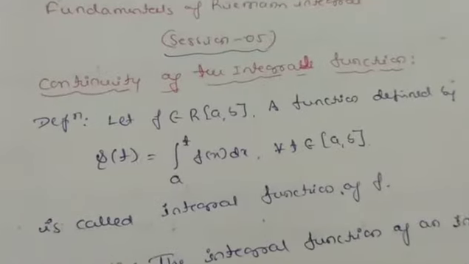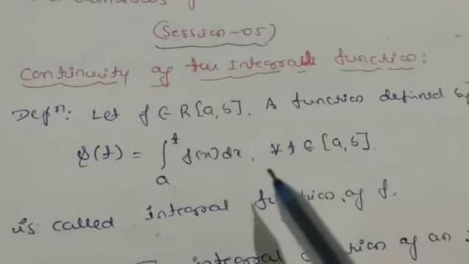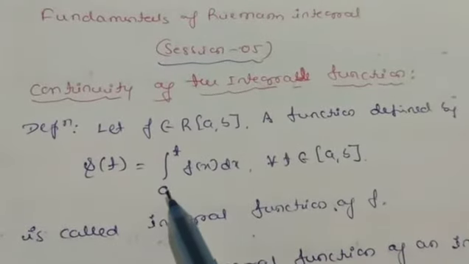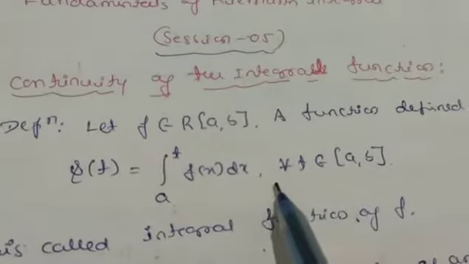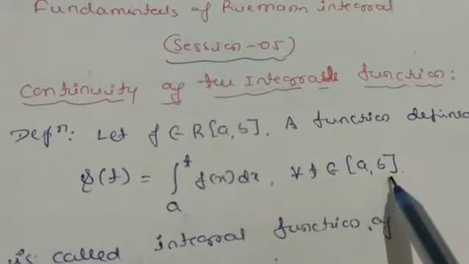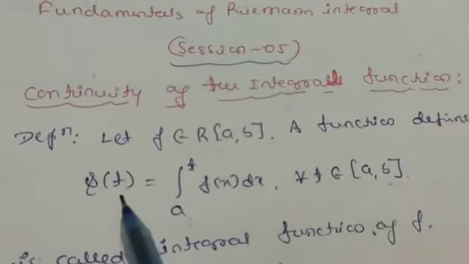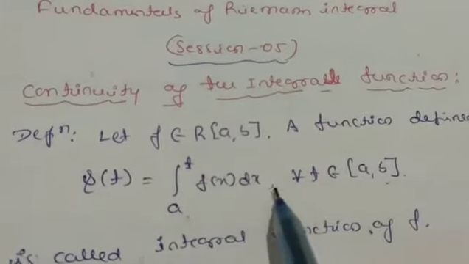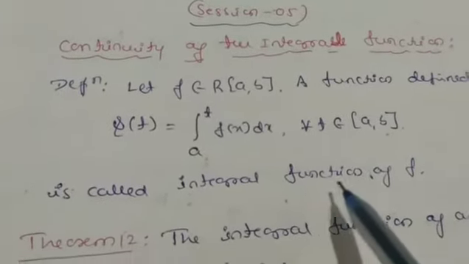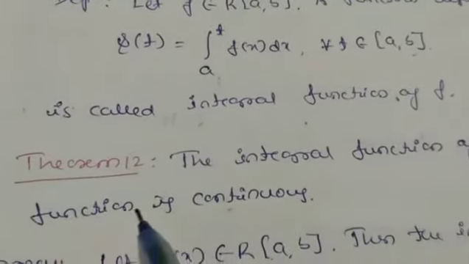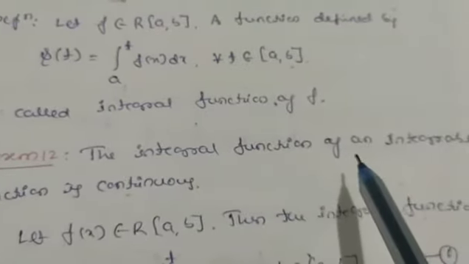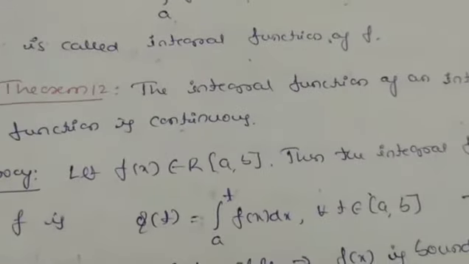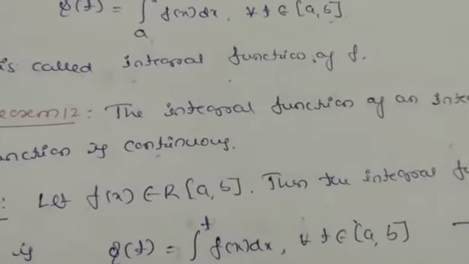Let us take the definition. Let f of x be Riemann integrable, that is f belongs to R of [a, b], and a function defined by phi of t is equal to the integral from a to t of f of x dx for all t belonging to [a, b]. This is called an integral function of f. Theorem: the integral function of an integrable function is continuous.